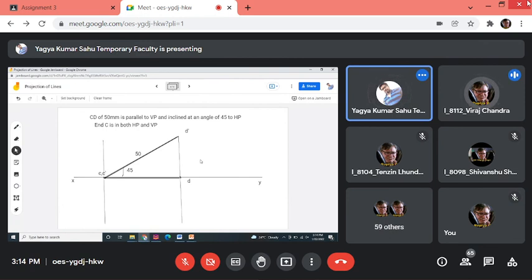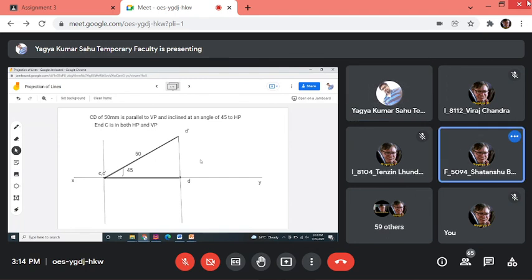Sir, in the question we were given CD as 50 mm. Correct, sir. CD is capital CD, not a small cd. Capital CD means that is the length of line. That is the length of line, not length of top view. If the length of top view is given in the question, then it will be mentioned as length of top view of line CD. I am showing a question.